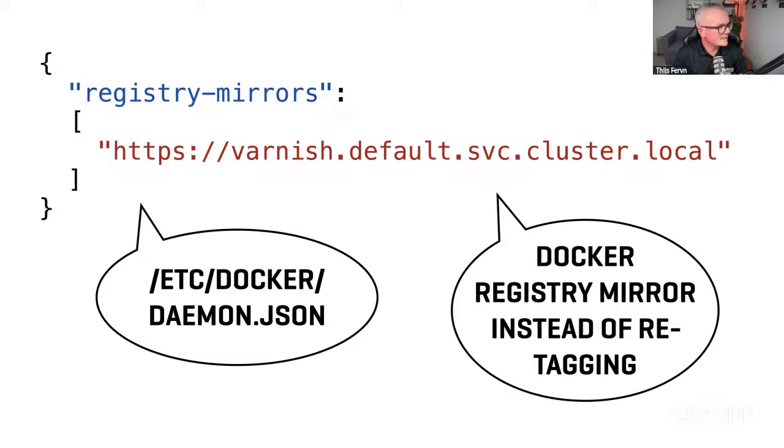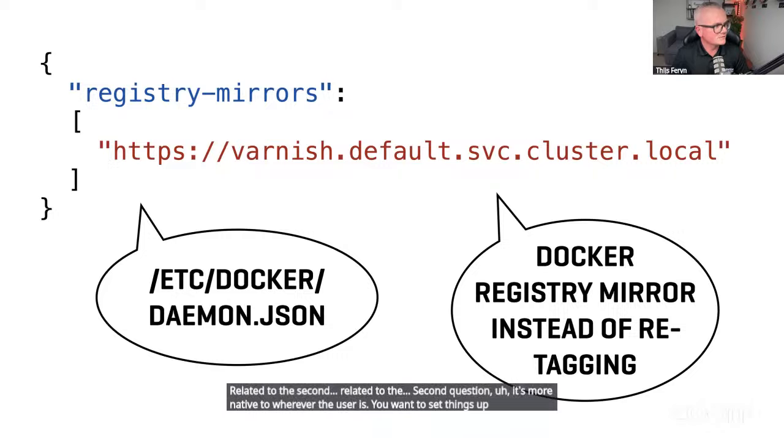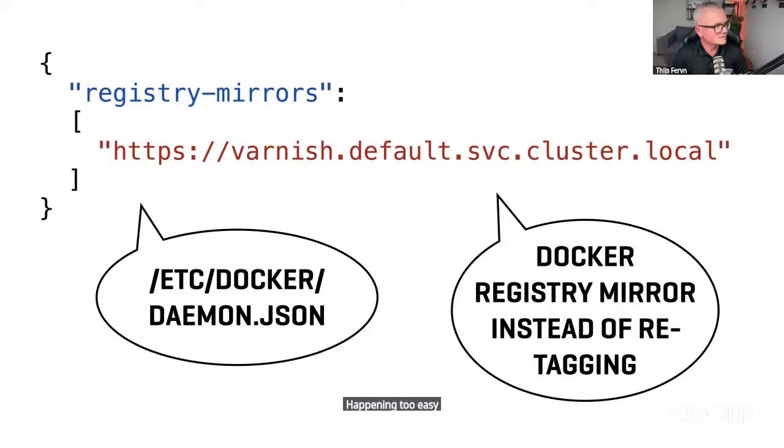Then Patrick's back with a related question. Let's read it. Should I read it out loud, Maria? Probably, right? Make it easier. Related to the second question, it's more native to wherever the user is. You want to set things up, but you want to prevent the F-ups happening too easily, especially from a platform engineering perspective. So the system solves ghcr.io blah image to resolve the virtual registry, and it doesn't become a user problem.